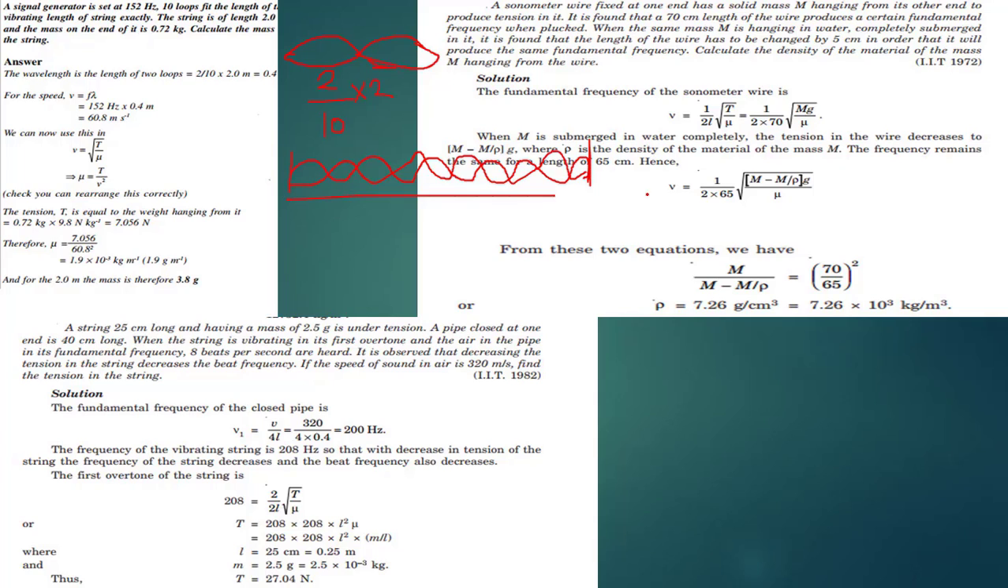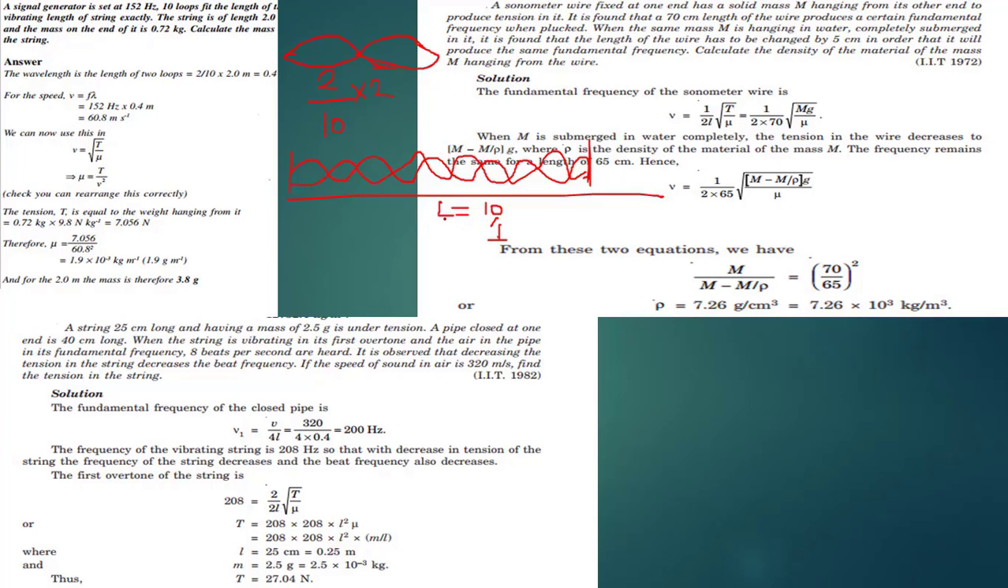So we know our length is L. It means this length is equal to 10 loops. Okay, the whole length is 10 loops. So what about one loop? What length will it have? Because these 10 loops make one length of string which is 2 meters.